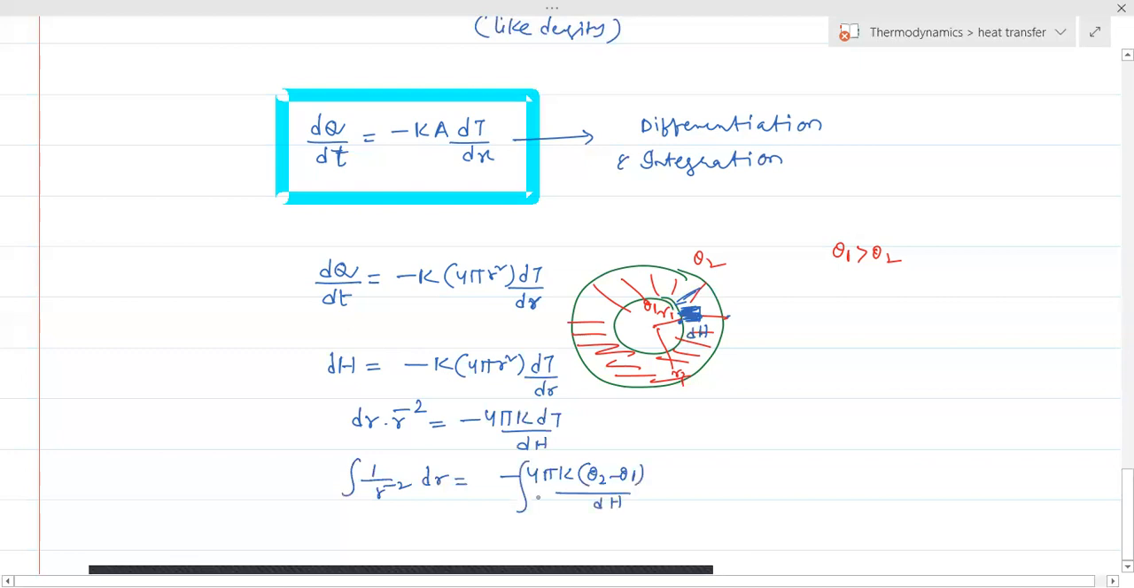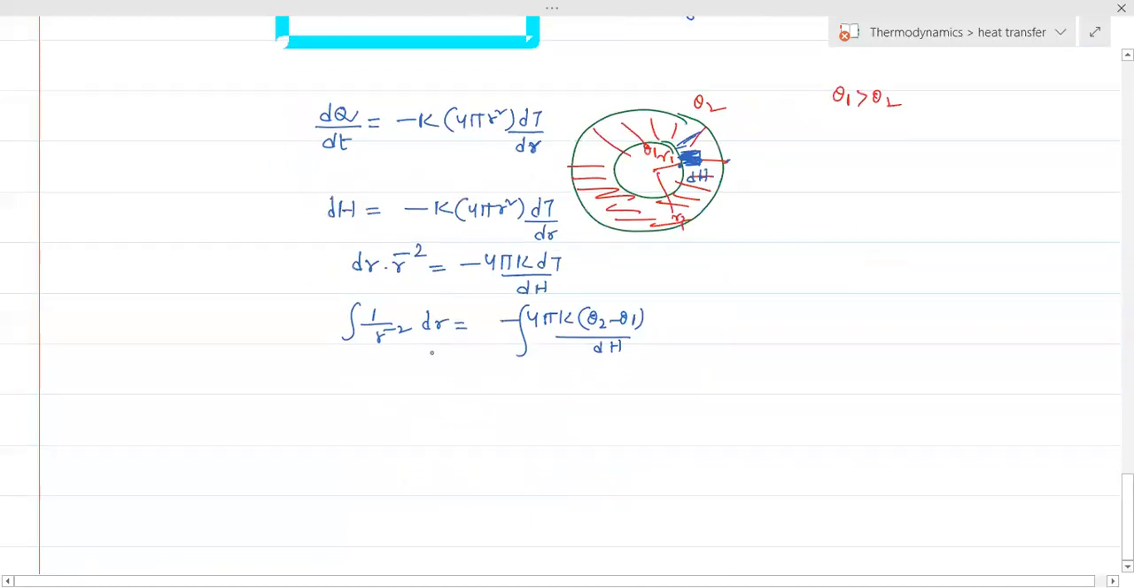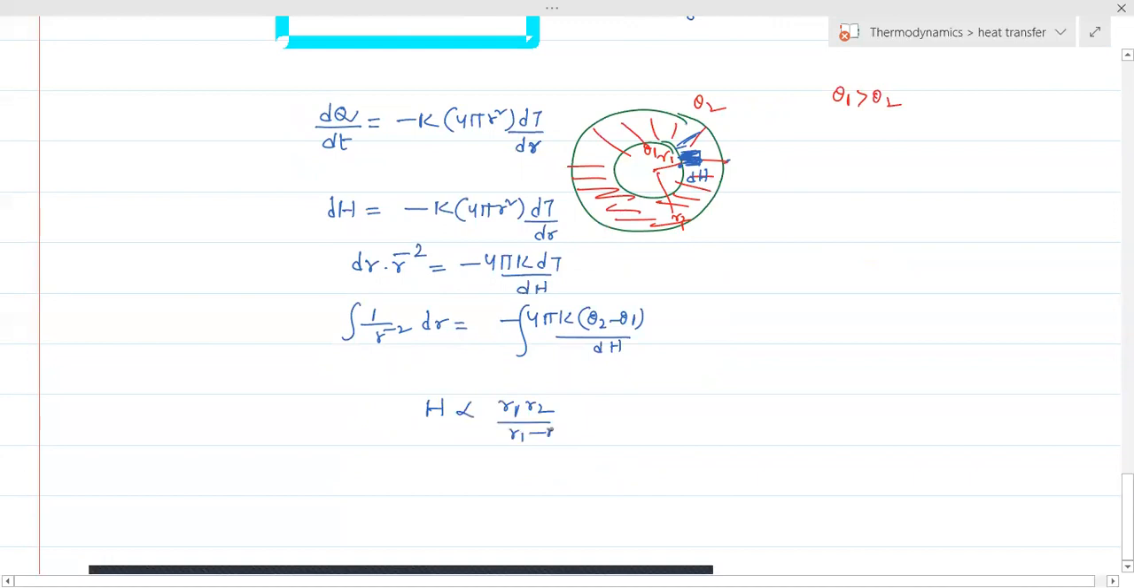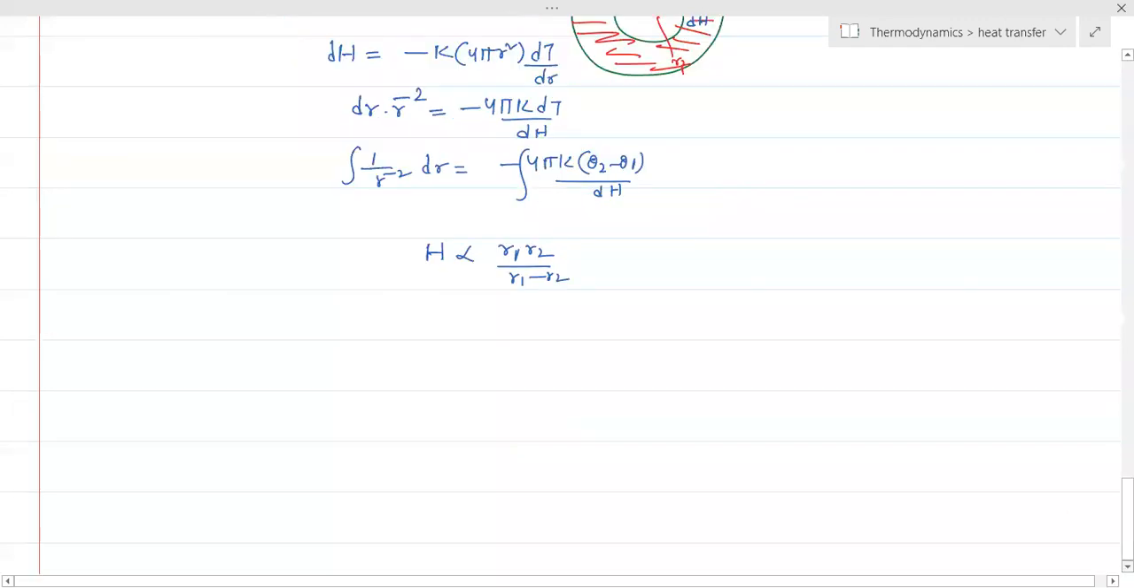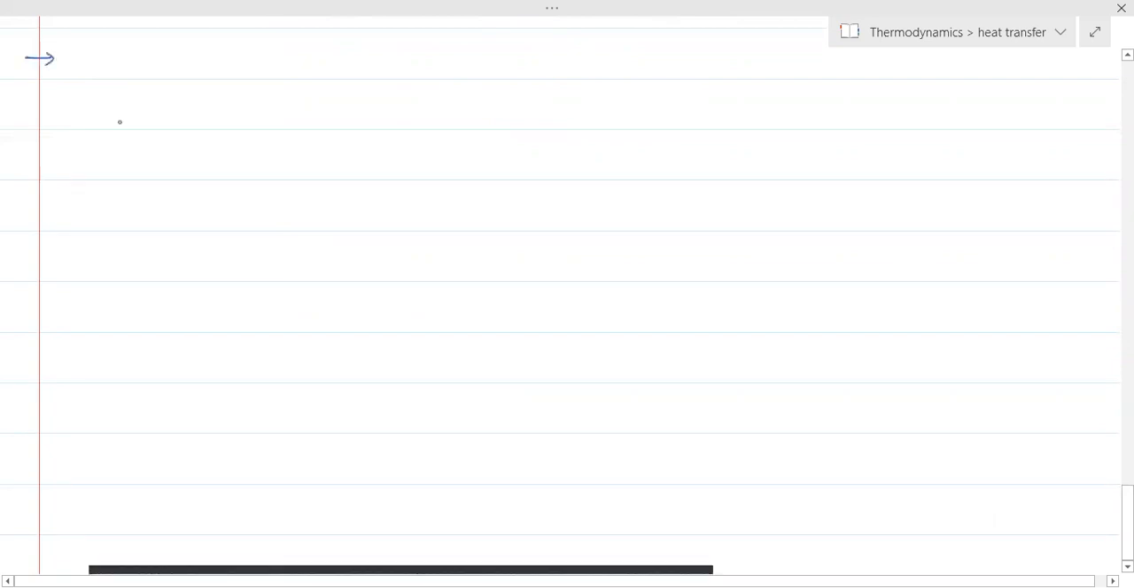So we will apply integration. After solving this, we will get h is proportional to r1 r2 by r1 minus r2. Just by taking the integral of x power n as x power n plus 1 by n plus 1, we are going to get that formula. So for the case of integration and differentiation, we will take dq by dt equal to minus k into dt by dx.